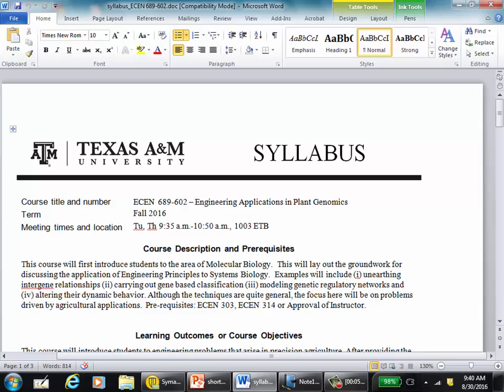Several years ago when I taught the course, I hadn't seen all of those. Because I was like a newcomer, I just needed to get this thing done. But I think this semester we'll be able to do a much better job. So these are the engineering topics: unearthing intergene relationships, carrying out gene-based classification, modeling genetic regulatory networks, altering their dynamic behavior. These are typically things that we do in engineering, but here it'll be in the context of either animal genomics or plant genomics, in biology.